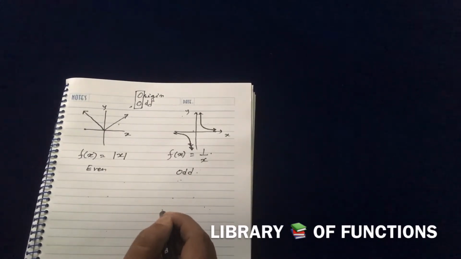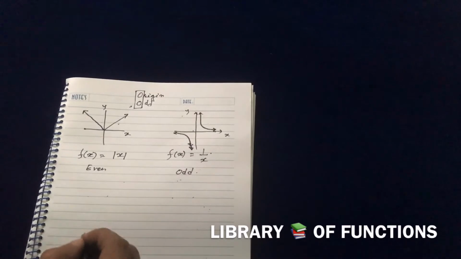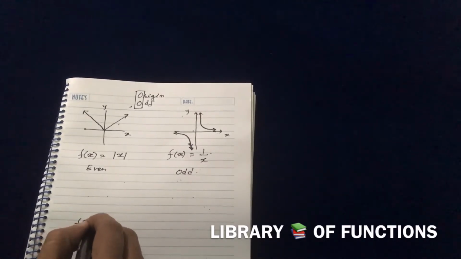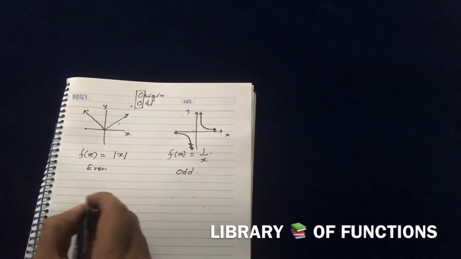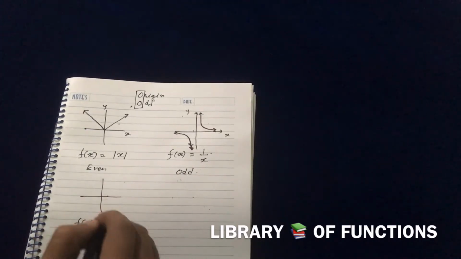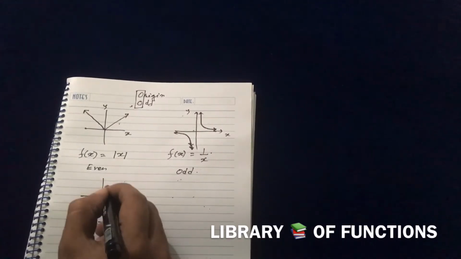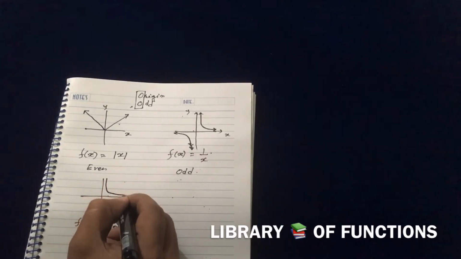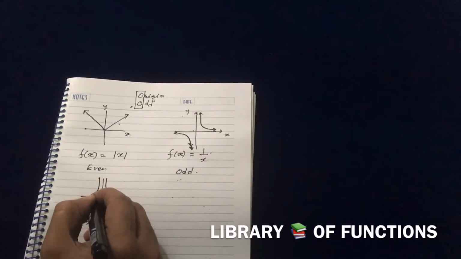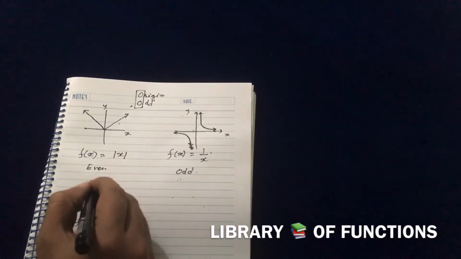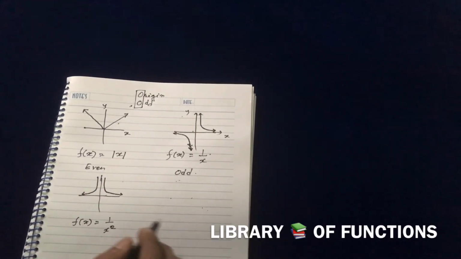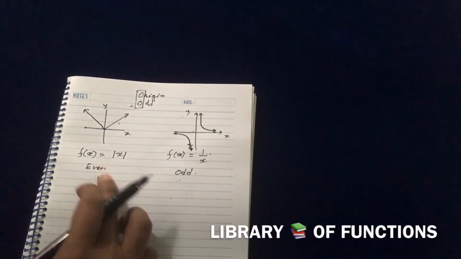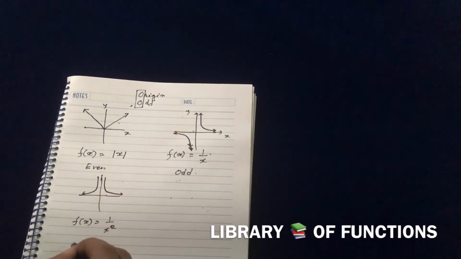Is there any other function I should discuss? Okay, let's discuss one more. If I discuss f(x) equals 1 by x square, I'm not sure if we have this in the book, library of functions, but still, this graph will be like this. This is actually y symmetry, as you can see. So if it is y symmetry, then it is even.